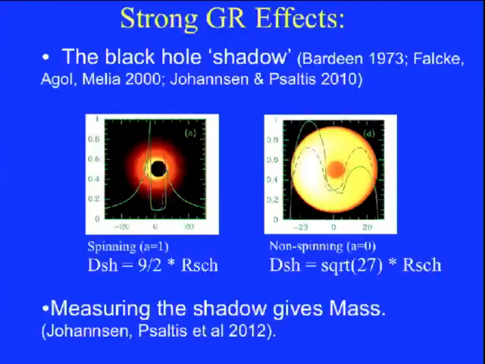Now, this is remarkable, because the size of that shadow is not described by the temperature of the gas or the pressure of the gas. Einstein tells us exactly how big that's supposed to be. 9/2 times the Schwarzschild radius, 2GM over c squared. And if it's spinning, I'm sorry, that's if it's spinning. If it's not spinning, it's the square root of 27. Now, how often do you get somebody telling you that the size of the thing you're going to measure is the square root of 27 times something? And given that, if we measure the size of the shadow, we'll get the mass.